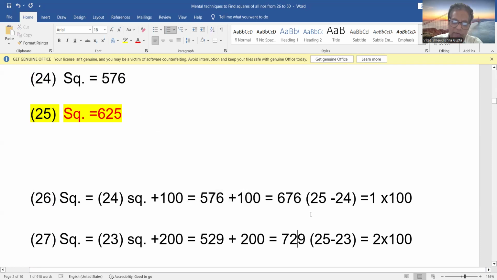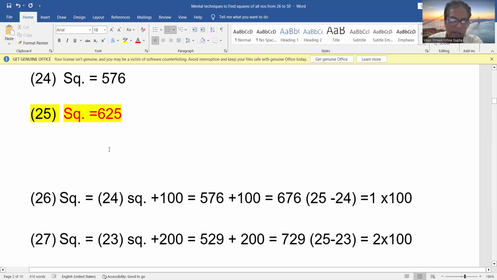Now I've shown you why 100: because 26 is only one ahead of 25. So you have to see the number just one back of 25, and that is 24. So 1 into 100 is 100. 100 plus 576 is 676.